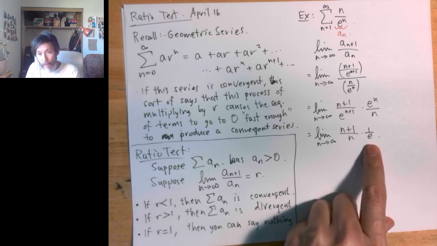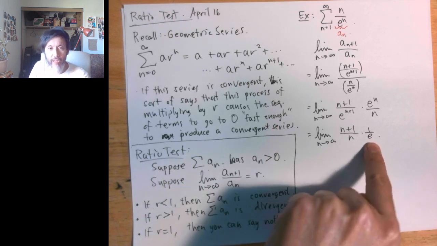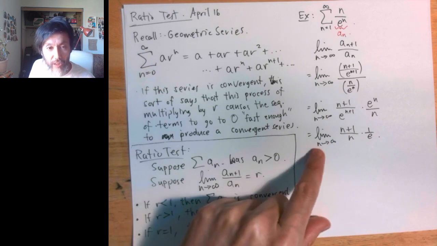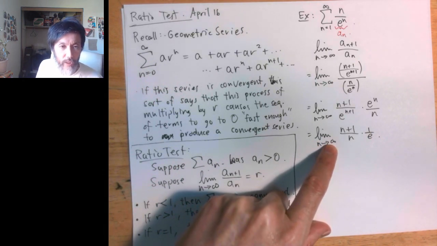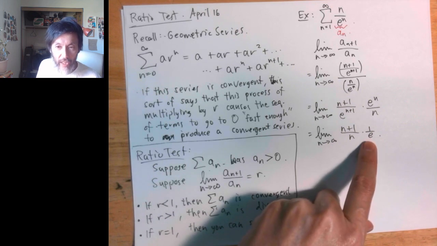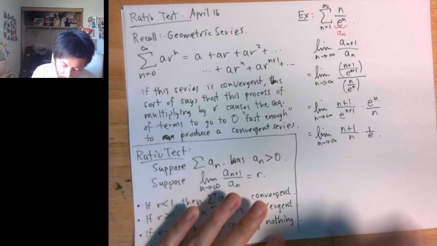Now, this is a dumb constant, right? It does not depend on n. It does not change as n clicks through the positive integers, right? As n gets larger and larger. It does not change or anything like that. So we can move it outside the limit if we like.